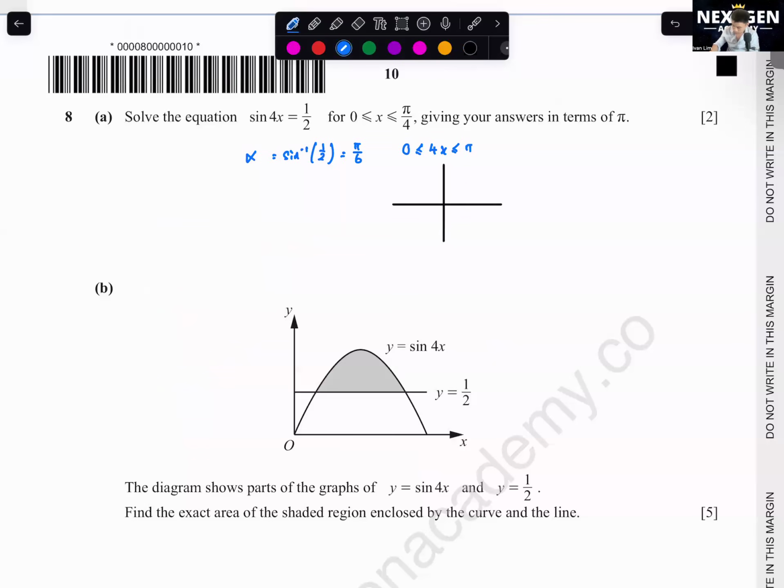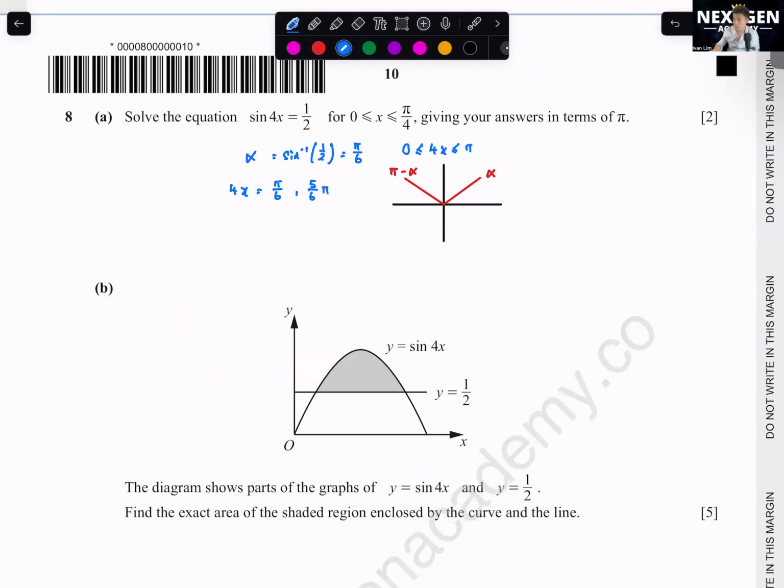Okay, to get this, we take here and here. First quadrant is alpha. Second quadrant is pi minus alpha. Okay, we'll get two answers here. So 4x is equal to pi over 6, then pi minus pi over 6, which is 5 over 6 pi.